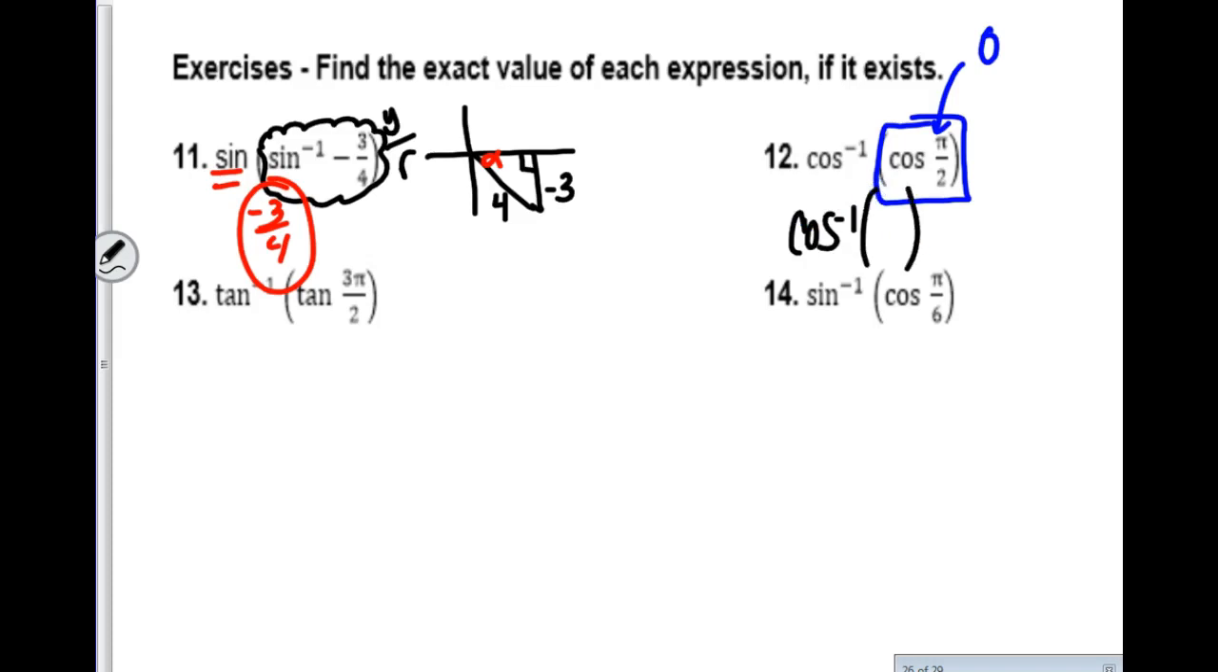arccosine 0. So that's a way of them asking you, now be careful because we're on arccosine now, where does the cosine function give you a value of 0? Now remember, arccosine is just defined from 0 to pi. So you're like, this seems really stupid, because guess what the answer is? That's pi over 2.